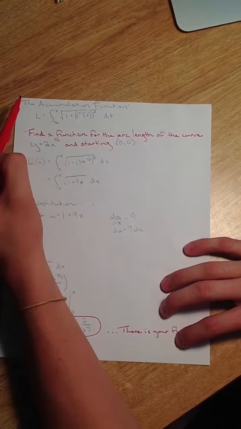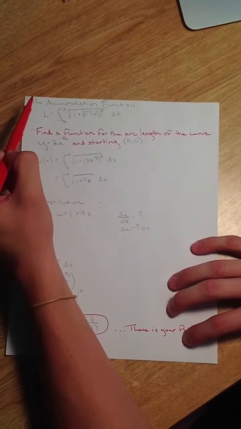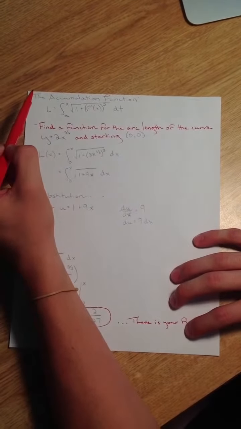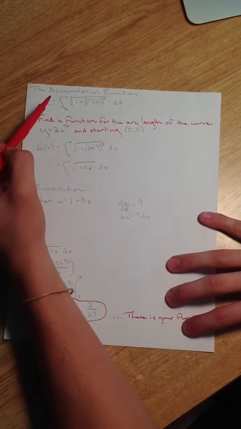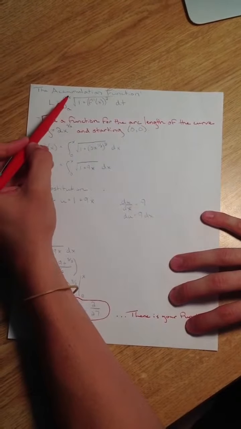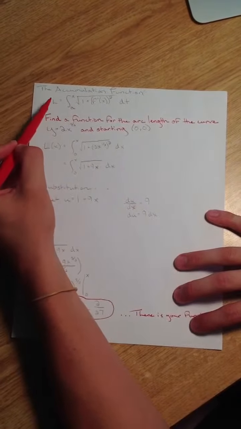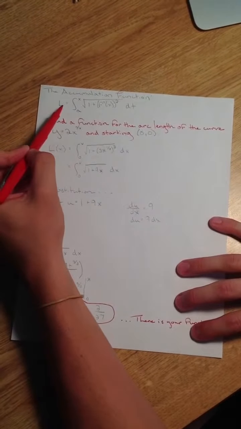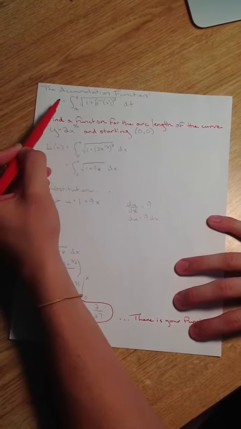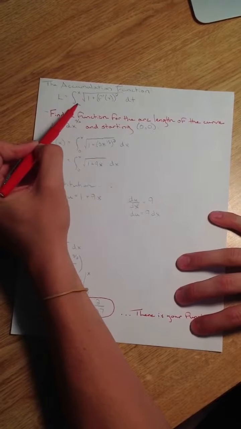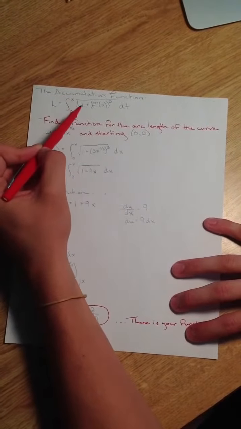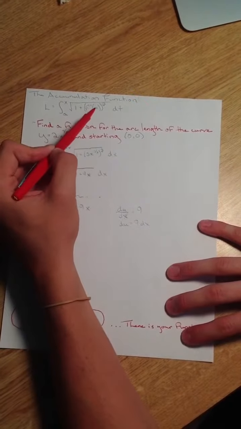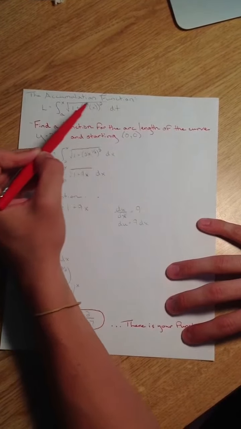The accumulation function is another important aspect of the arc length formula. The accumulation function is used to find the distance along a curve from any point a to any point x. This is modeled by the length equals, or the distance equals, the integral from a to x of the square root of 1 plus the derivative of f of t squared dt.